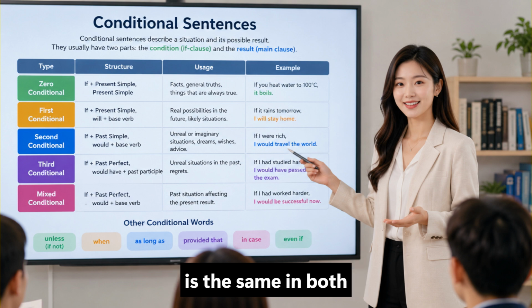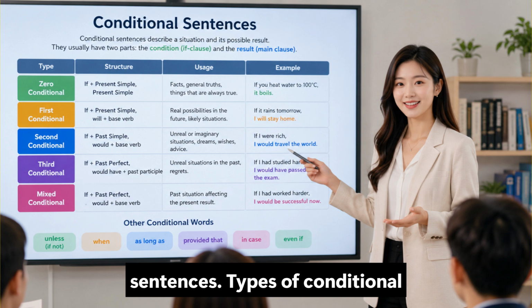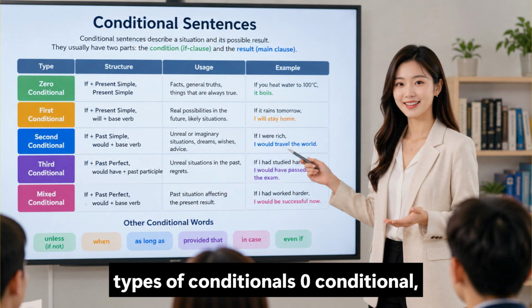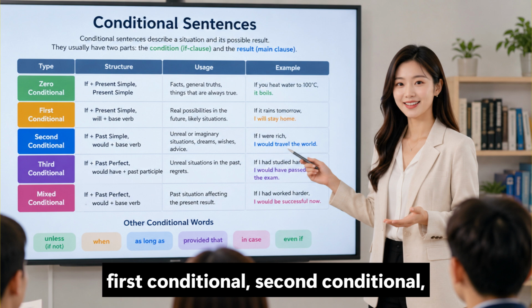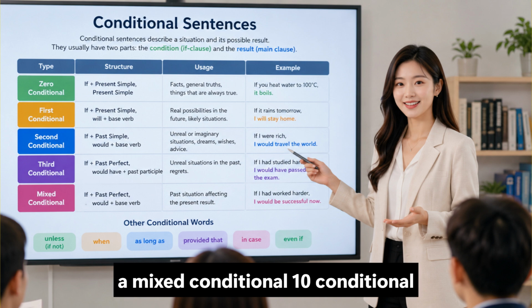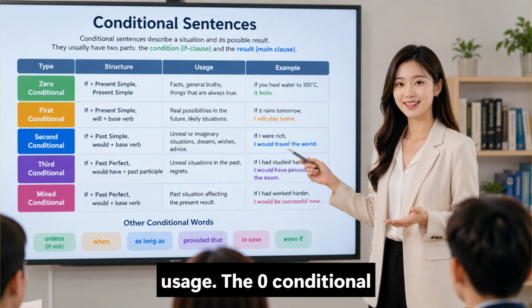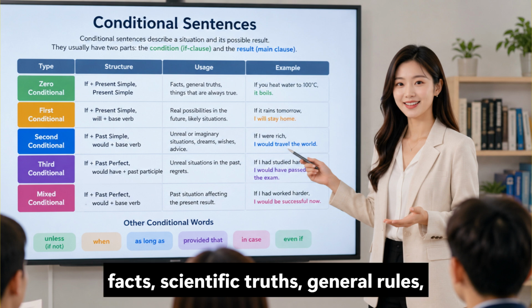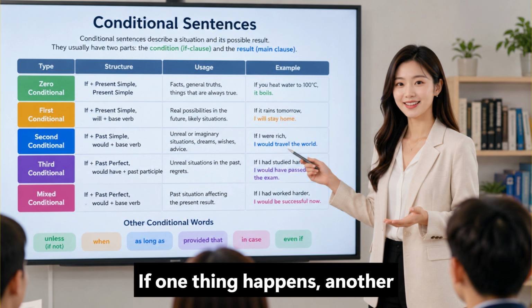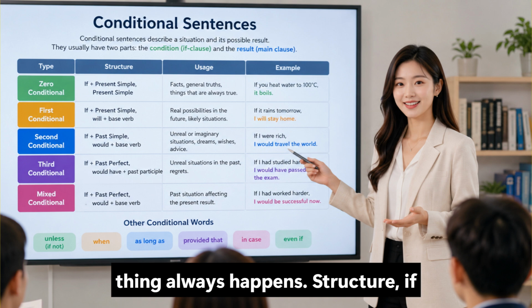Types of conditional sentences. There are four main types of conditionals: zero conditional, first conditional, second conditional, third conditional. There is also a mixed conditional. 1. Zero conditional. Usage: the zero conditional is used to talk about facts, scientific truths, general rules, things that are always true. If one thing happens, another thing always happens.